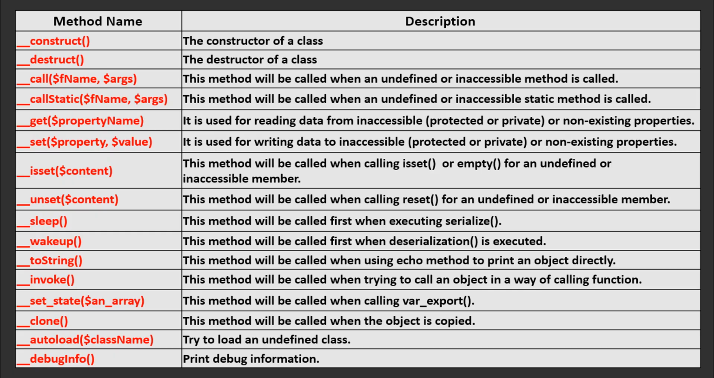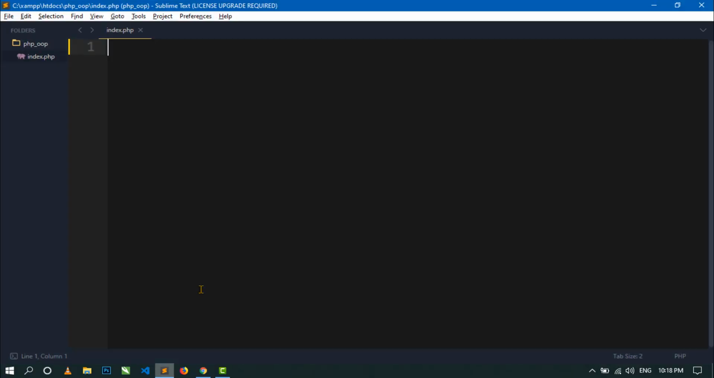Now let's begin to code. So open your code editor. First I will show you an example of the double underscore call method. Because I have already uploaded a video on constructor and destructor methods, I am not going to show you those again. So for the call magic method, let's first create a class. Now for this I will create a class User.